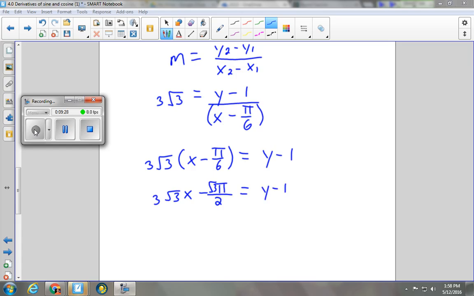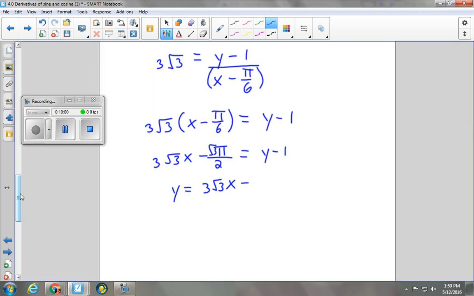So last step, depends how you want to set it up. You probably just bring this over, so this could end up being y is equal to 3 root 3 x minus, or plus, that constant. I just ended up putting that as a decimal because I didn't want to deal with fractions. It ends up being minus 1.7. There's the equation of our line.